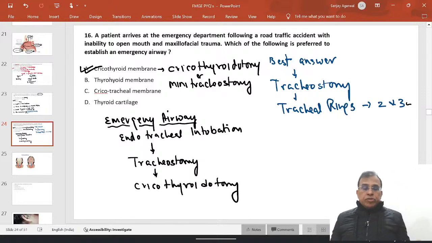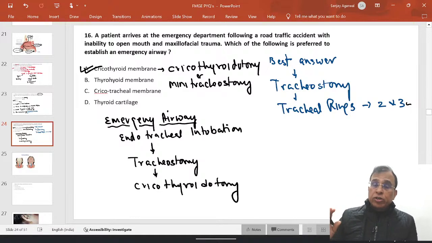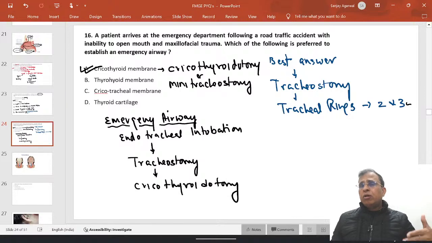So that's why I told you, in this particular case, if tracheostomy is given in the choices, that would have been the best answer. But since tracheostomy is not given in the choices, then you have to go for cricothyroidotomy, which is given in the choices. So keep in mind, tracheostomy is always preferred over cricothyroidotomy. Cricothyroidotomy has many complications or side effects in future, so we try to avoid that. That's why we don't prefer to do it.